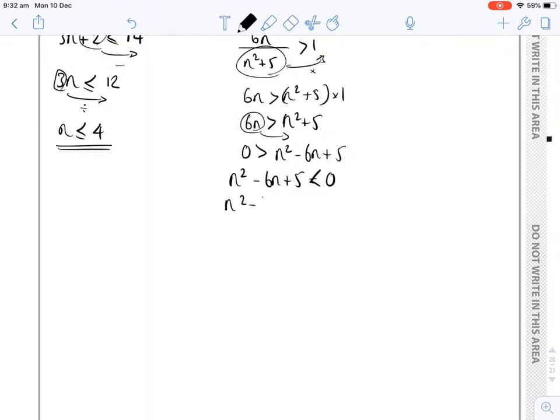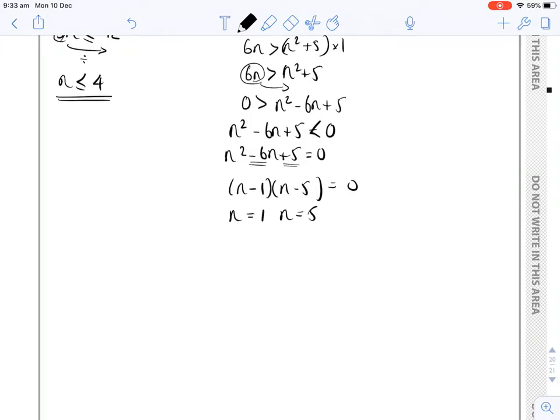Now what we're going to do is put this equal to 0 to solve it. So we're now going to say n squared minus 6n add 5 is equal to 0. If we factorise, we look for two numbers that times together to make plus 5 and add together to make minus 6. So this is going to be n take away 1 and n take away 5. 5 times 1, minus 5 times minus 1 is positive 5, minus 5 plus minus 1 is minus 6. And so this gives us two solutions at n equals 1 and n equals 5.